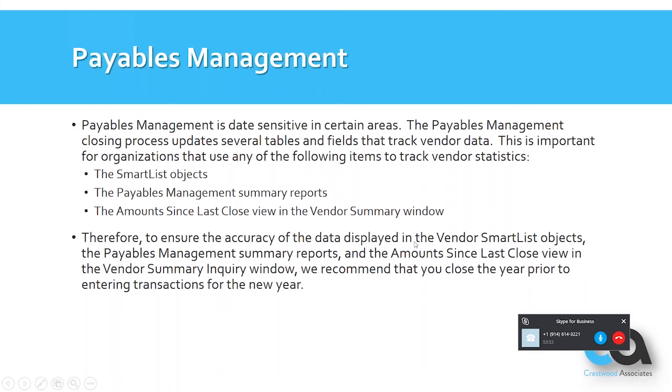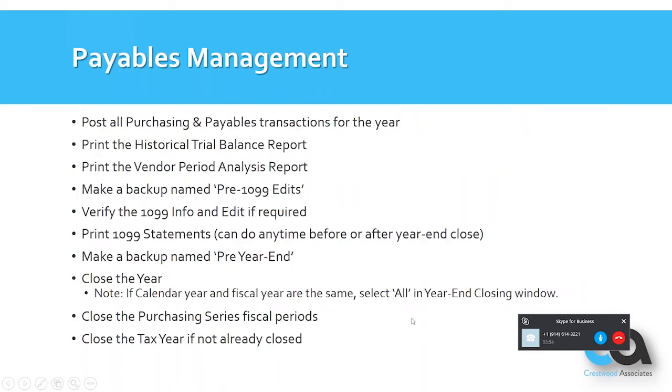Okay, so I'm going to move over to the next slide. Similar to receivables, you'll want to make sure that you've had everything posted for the year, and then you'll want to print some reports. It's recommended to have a historical aging report printed out. And then there's also a couple other reports that are recommended on here, just a period analysis report, which will show you vendor amounts by period. And then it's recommended to make a backup before you do anything with your 1099. So if you need that, you have a pre-1099 edit backup.